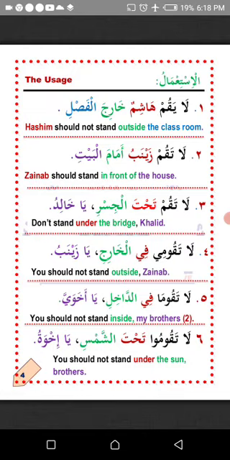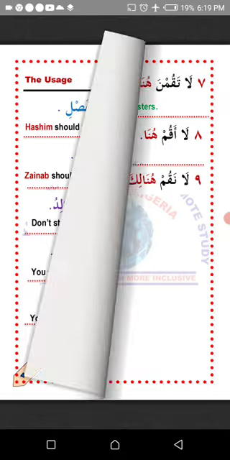لا تقوموا تحت الشمس يا إخوة. لا تقوموا, you should not stand. تحت الشمس, under the sun. يا إخوة, brothers. لعلك فهمت? I hope you understand. MashaAllah.